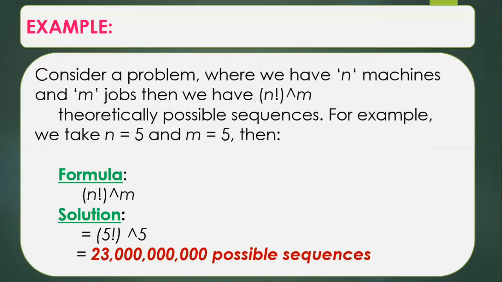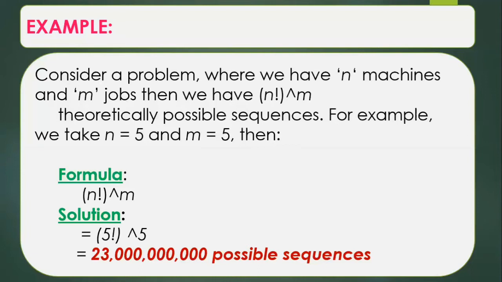For example, supposing the value of our n is 5 and the value of our m is also 5, then by plugging in the values to our formula, the result will be 23 billion possible sequences. Now, as you can see on the result, it is apparent that it is time consuming to find all the sequences and select optimal among all other sequences. Hence, we have to go for an easier method of finding the optimal sequence.